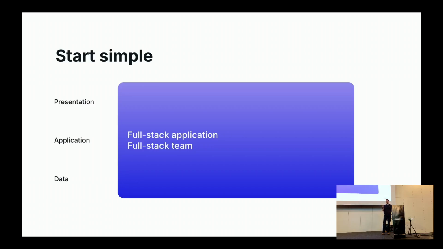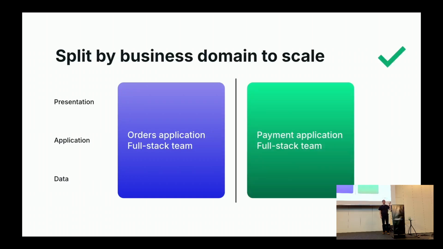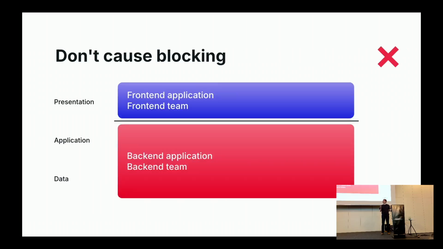How do you structure an application for 2 teams? Well, you have 2 different business domains. In this web shop example, we've got the orders application and the payments application. Each of them is a separate team, a separate application. Because the other way around would be terrible, wouldn't it? You would have a front-end application by a front-end team and a back-end application by a back-end team.